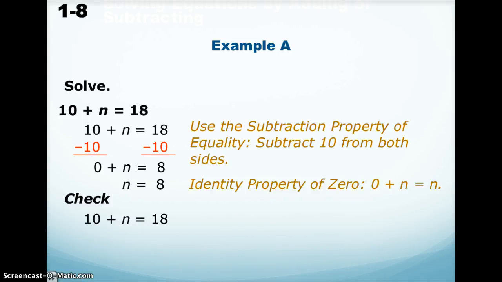Check our answer. Okay, well, we said before that we knew n was 8 because we looked at it ahead of time. If we plug in 8 for n, 10 plus 8 is 18. The beautiful part about solving equations is you should always know that you have the right answer if you take the time to check it.